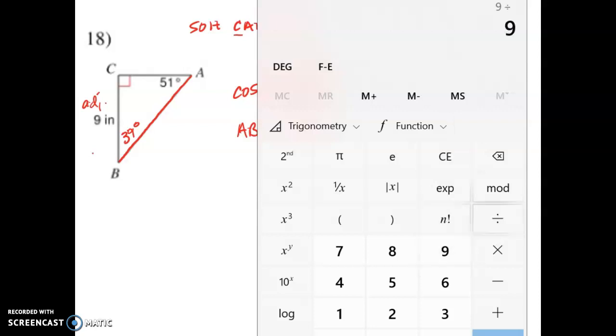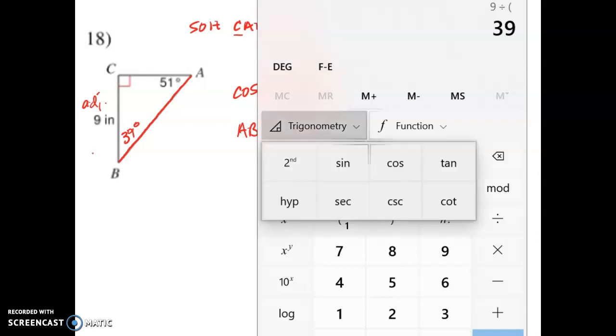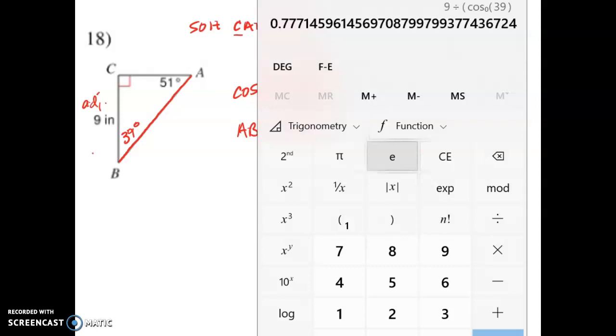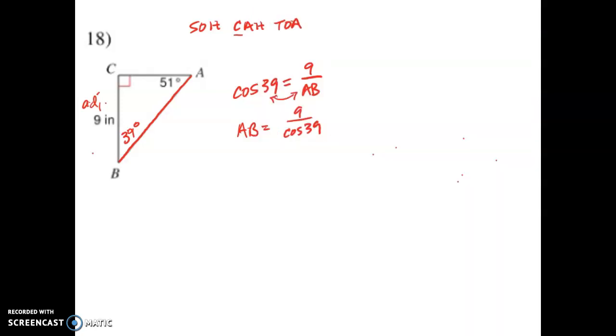Get 9 divided by... remember, enter the number first when you have one of these calculators, and then you want to take the cosine of that, close your parentheses, and make sure your syntax is correct when you get your answer. So we end up with 11.58. AB is about 11.58.